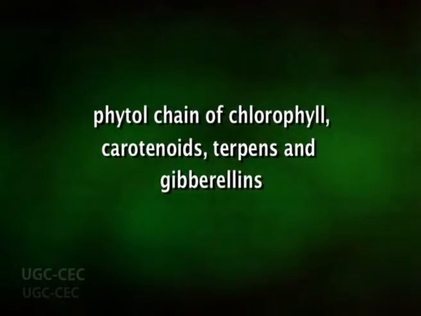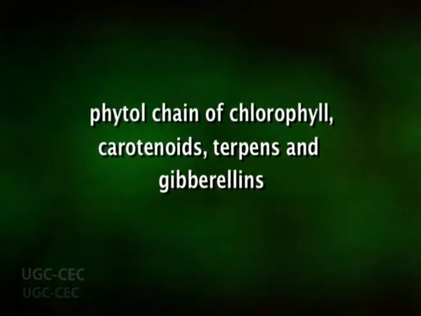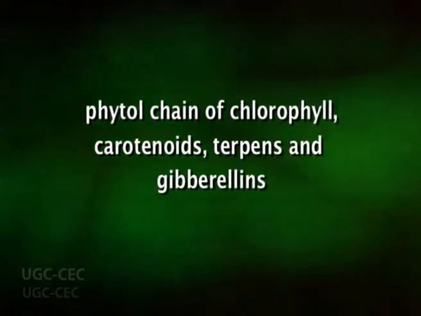In addition, the cycle provides intermediates used by the cell for synthesizing important biomolecules such as aspartate and glutamate, that is used in numerous biochemical reactions for the biosynthesis of compounds including the phytol chain of chlorophyll, carotenoids, terpenes and gibberellins.